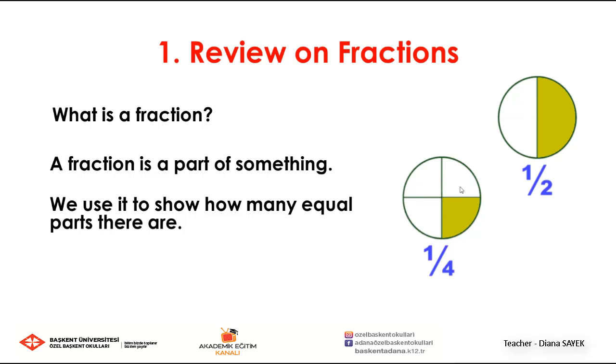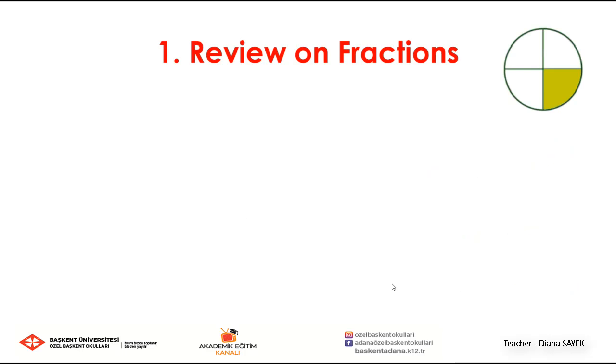Here we have the circle again. It has been divided into 4 equal parts, and one of the parts is shaded yellow, or 1/4. And here we have, again, the circle, but this time 3 of the parts have been shaded, or 3 of the 4, 3/4. These are all fractions.